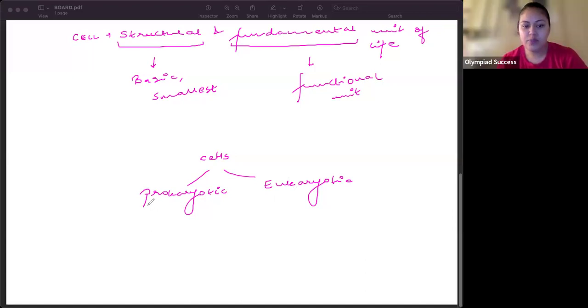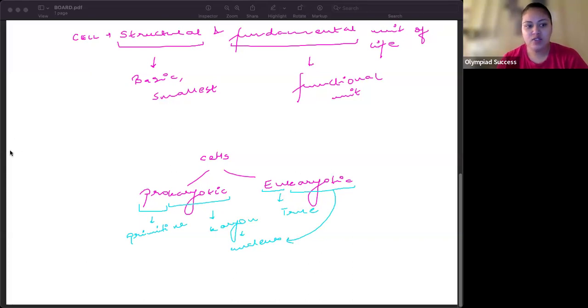Correct. So pro means, like you said, it's primitive, right? And karyon means nucleus. So prokaryotic means primitive nucleus, like you said. Eu means true, and karyon again means nucleus. So eukaryotic means they have a true nucleus with the nuclear membrane and everything.